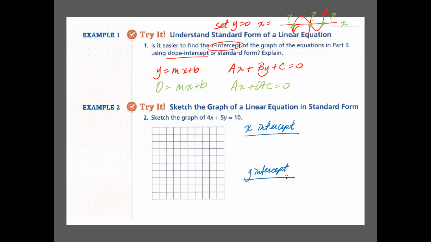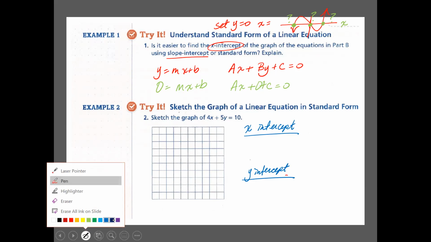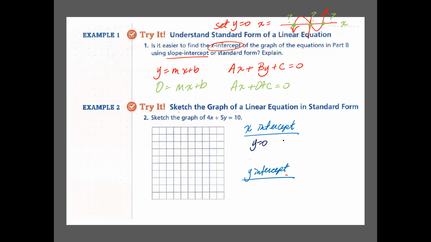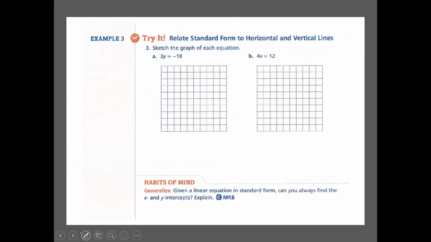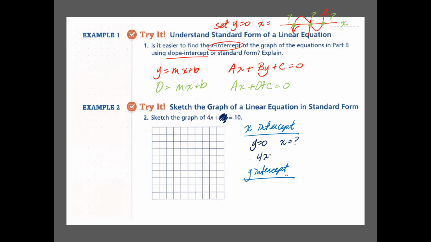To find the x-intercept, you are asking yourself, when y equals 0, what is x equal to? So let's do that. All you have to do is take your pencil and cover the y. Just cross everything out, okay? And then just focus on the x. Here you have 4x = 10. If I divide both sides by 4, x equals 10 over 4, which is 5 over 2, which is 2.5.